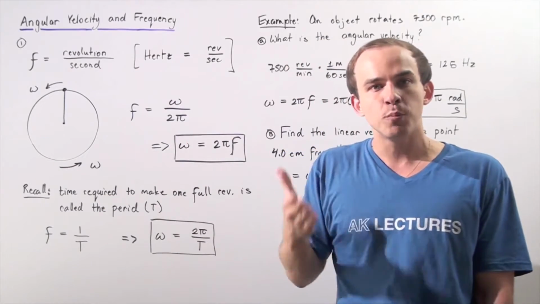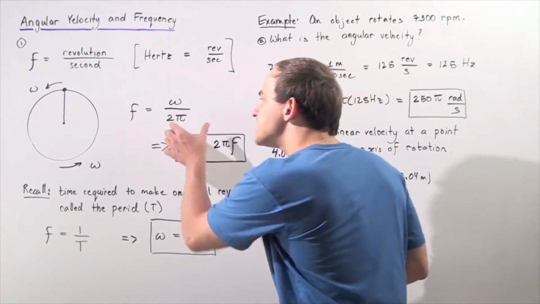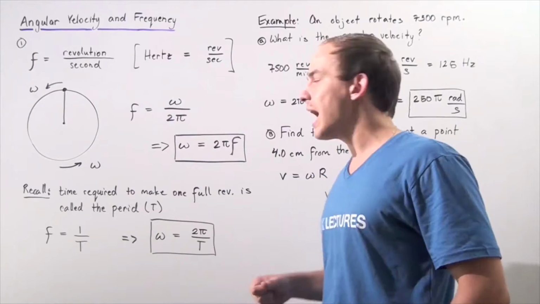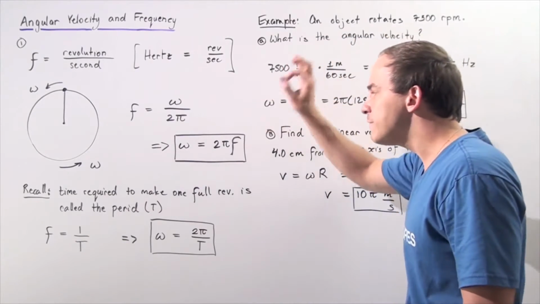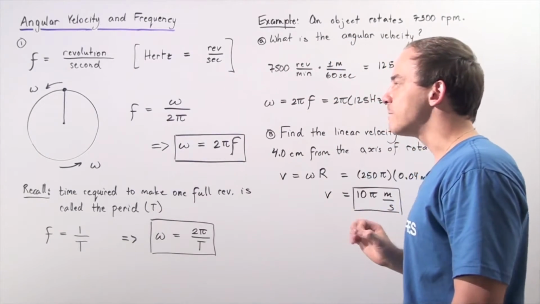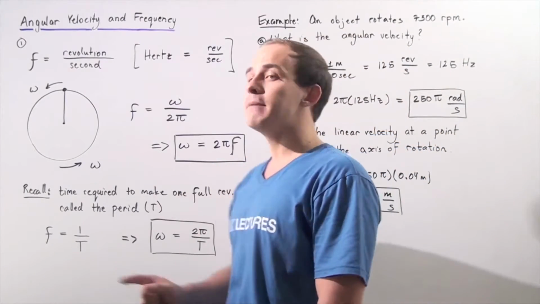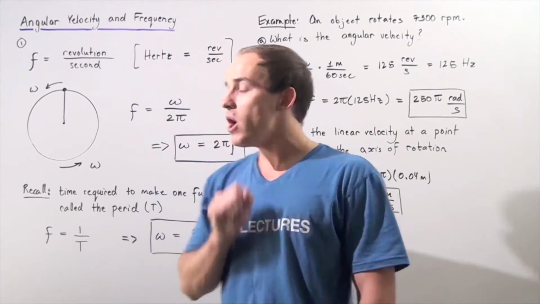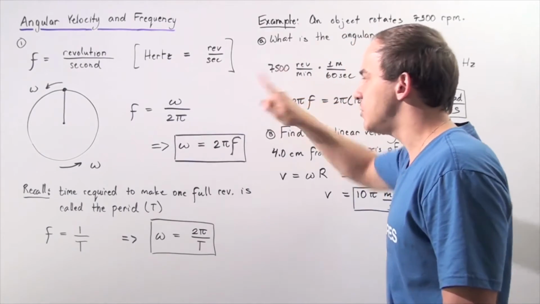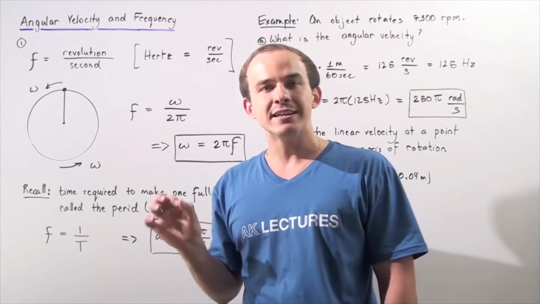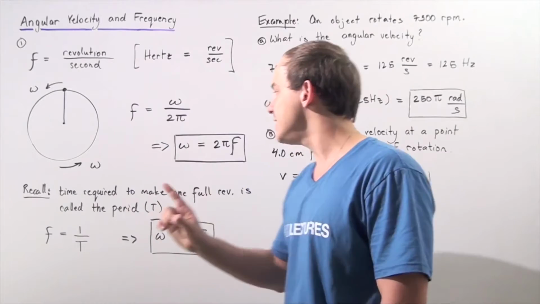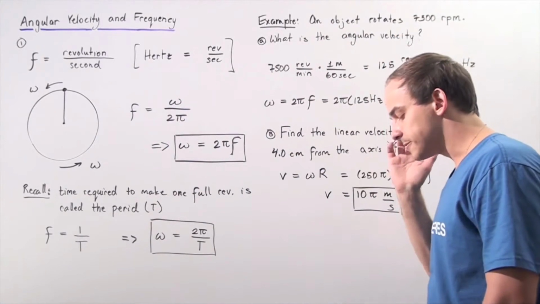So this gives us the frequency, and if we want to represent our angular velocity in terms of frequency and 2 pi, we simply take this and bring it over to the left side. And we get the following very useful equation. This equation relates the angular velocity of the object and the frequency. So if we know the frequency, we can calculate the angular velocity, as we'll see in just a moment.